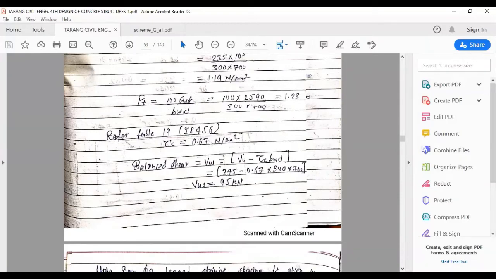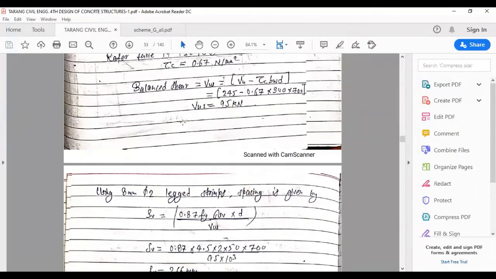If you refer to Table 19 of IS 456, we get the value of tau c as 0.67 Newton per mm square. This gives us the balance shear Vus, which is given by the formula Vu minus tau c b d. Again substituting all the values, Vu is 245 and tau c we know is 0.67 from the IS code, and b and d we know. So Vus, the balance shear, comes out to be 45 kilonewton.